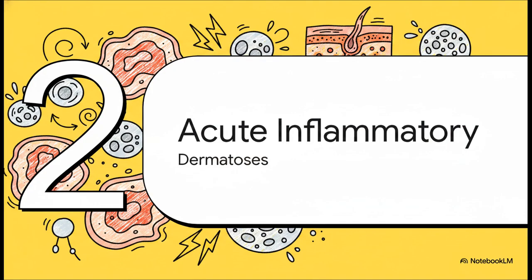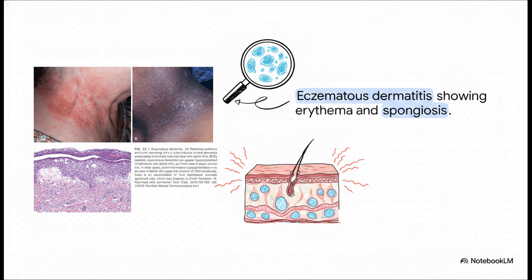Moving right along to Section 2, acute inflammatory dermatosis. Let's look at some fast-acting conditions. First up is acute eczematous dermatitis. This can be triggered by internal factors, like atopic dermatitis, or even external allergic reactions. Now, remember that word spongiosis from a minute ago? Well, look here. You can see a massive accumulation of fluid between the epidermal cells. When this spongiosis gets excessive, the fluid literally pushes the cells apart, and that's what creates visible vesicles or blisters right on the skin's surface.